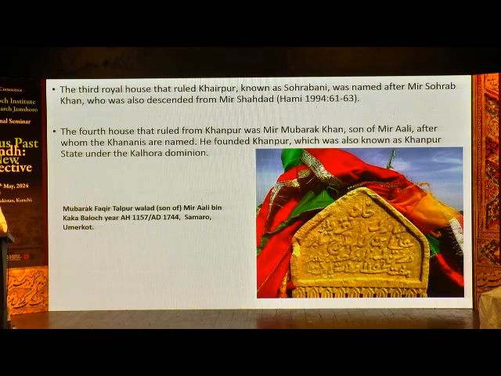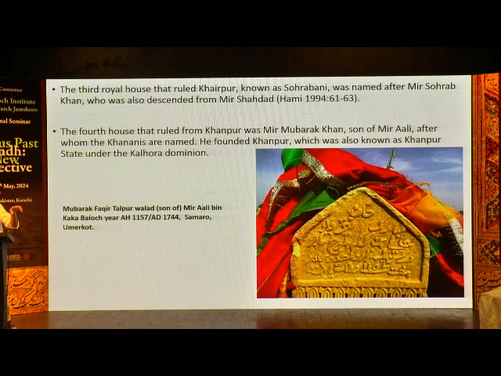It is about 12 kilometers north of Samaro town, and in this cemetery, in the cemetery of Mir Mubarak Khan, we find the graves of not only Mir Mubarak Khan but also his 3 sons, Tajo, Aludo and Masudo. Interestingly, we see the inscription on all 3 graves.